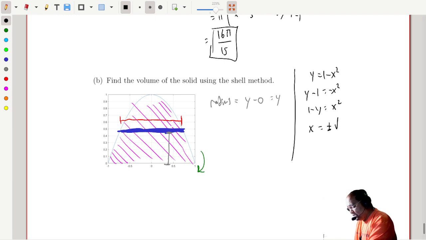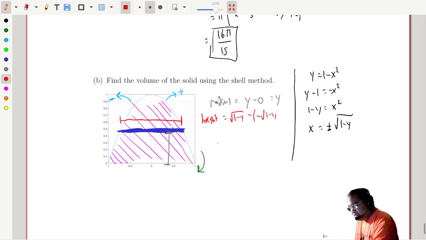Technically speaking, there's a plus minus there. The branch on the right is the plus branch, and on the left, that's the minus branch. So what is right minus left here for shell height? Okay, let's just write down what it would be. Square root 1 minus y minus a negative square root 1 minus y. Minus minus makes it a plus, 2 square root 1 minus y.